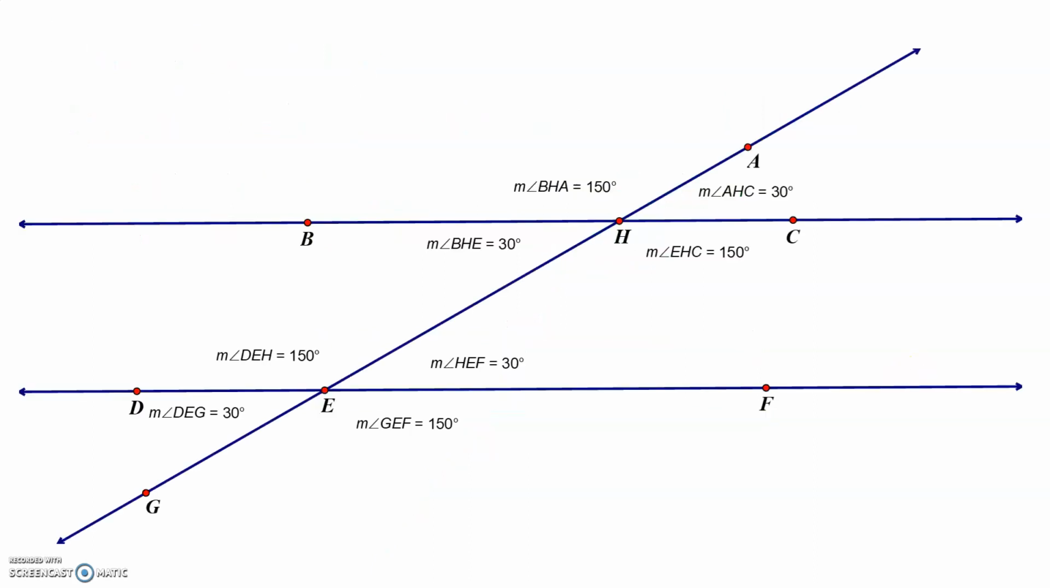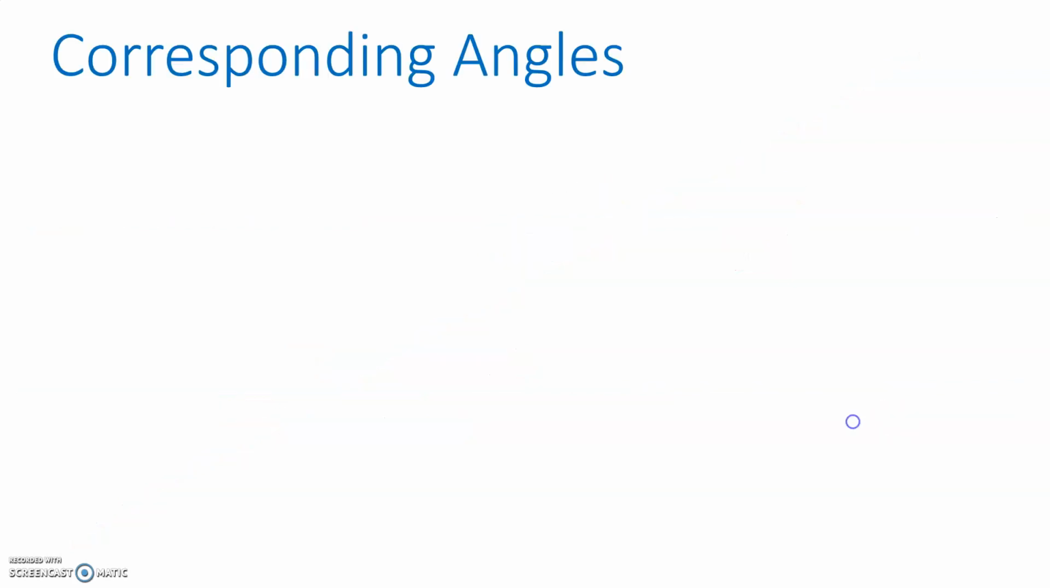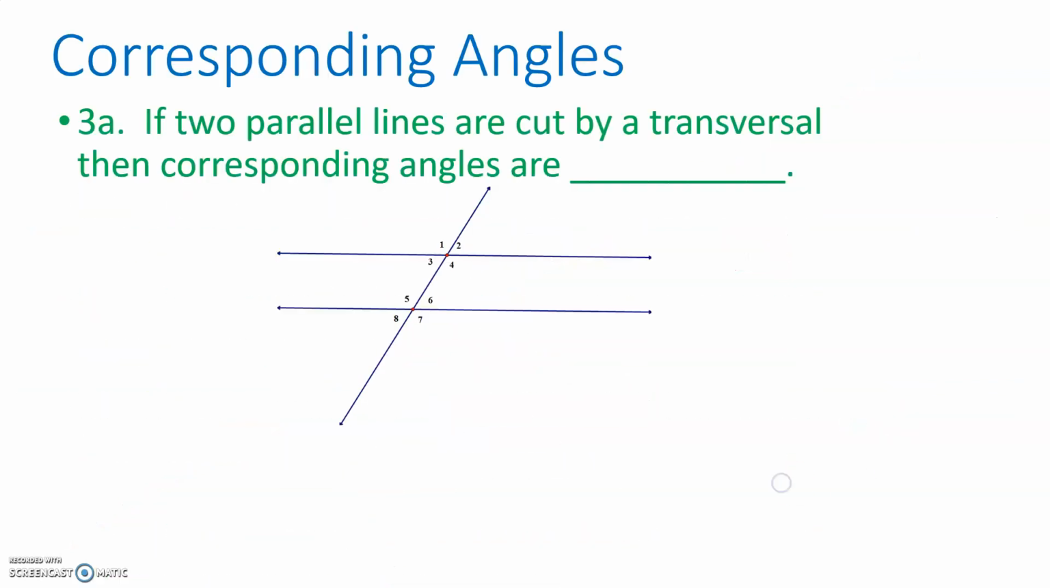So I did a Sketchpad drawing and set these up so that this is 150, this angle is 30. This is 150, this is 30. This is 150, this is 30, this is 150, and this is 30. And as we go through the other five slides, I'm going to assume again that we have this same relationship of the 150-degree angle and the 30-degree angles. So first we're going to talk about corresponding angles.